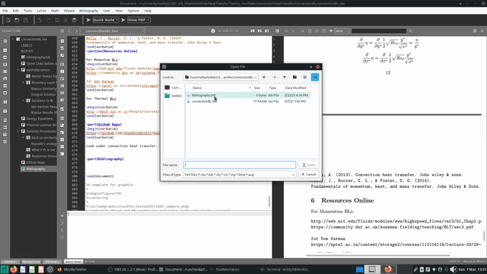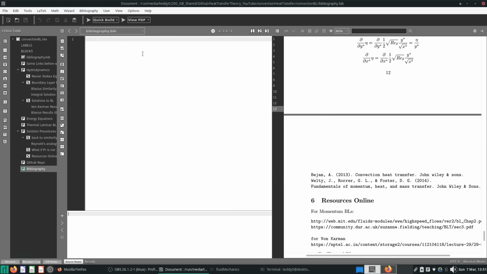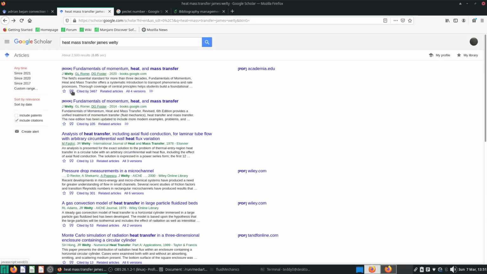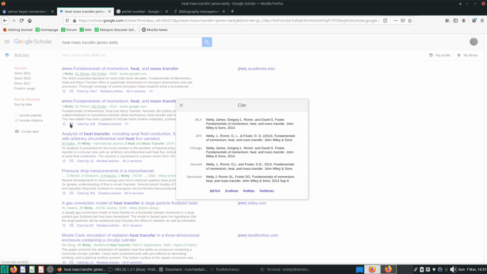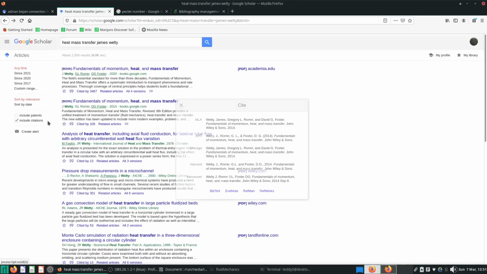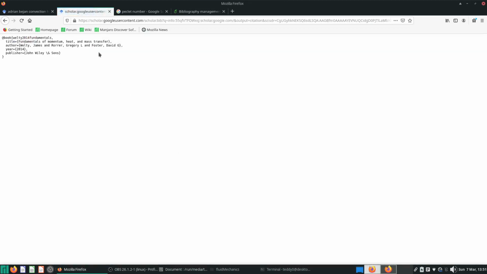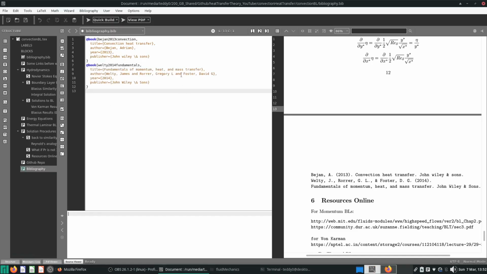So let's open up bibliography.bib, and then we'll have this 2013 Convection, and the other one will be Fundamentals of Momentum, Heat and Mass Transfer. Under these two double apostrophes is the citation thing. You just copy and paste this text into your BibTeX. So if nothing goes wrong, all of this should work. I'll be closing this. I don't need that anymore.